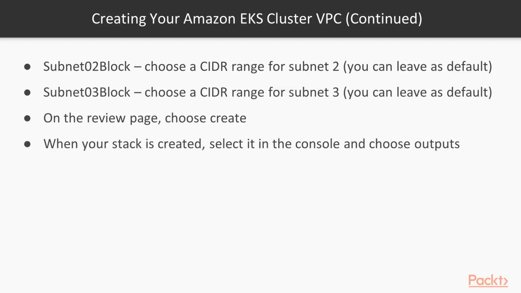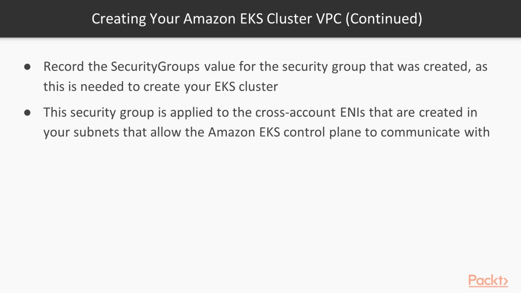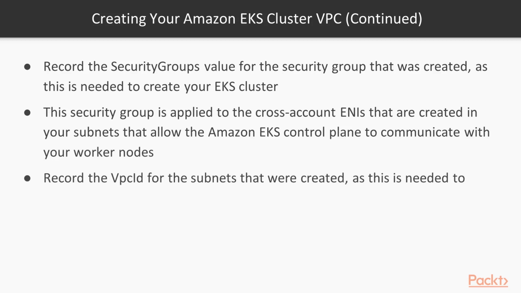When your stack is created, select it in the console and choose Outputs. Make sure to record the security group's value for the security group that was created, as this is needed to create your EKS cluster. This security group is applied to the cross-account elastic network interfaces, or ENIs, that are created in your subnets that allow the Amazon EKS control plane to communicate with your worker nodes. Record the VPC ID for the subnets that were created, as this is needed to launch your worker node group template. Record the subnet IDs for the subnets that were created, as this is needed to create your EKS cluster. These are the subnets that your worker nodes are launched into.